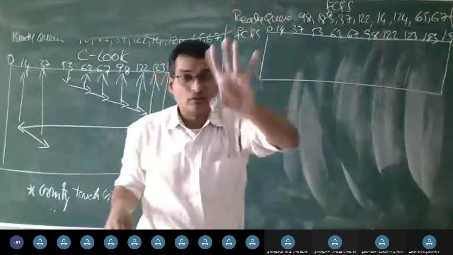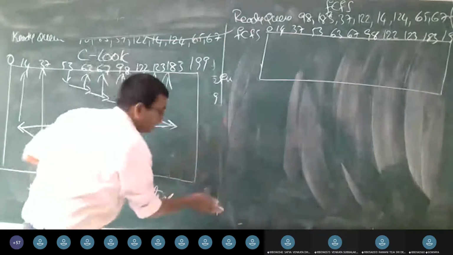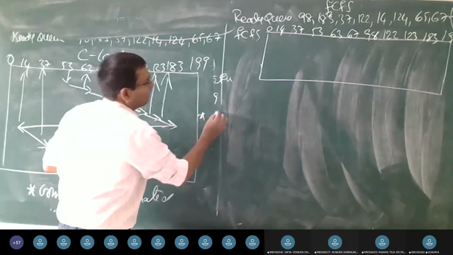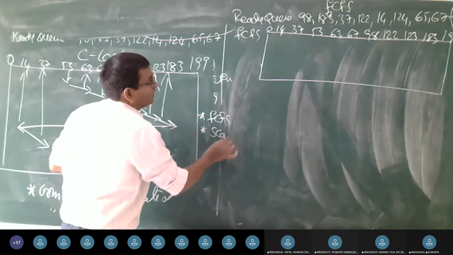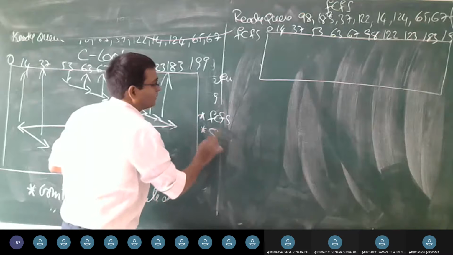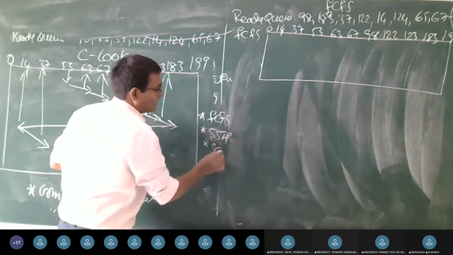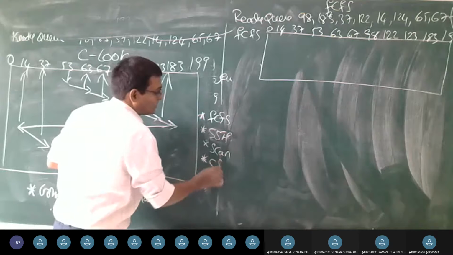Right? We will solve the 5 algorithms right now. The first algorithm should be FCFS. The second algorithm will be SSTF. The third will be scan. The fourth one will be C-scan.